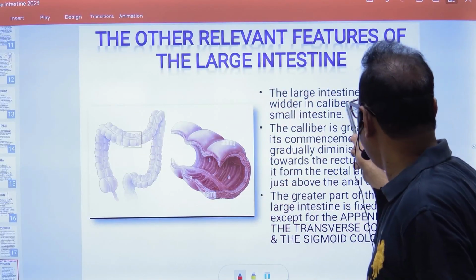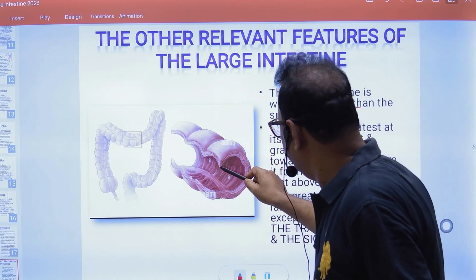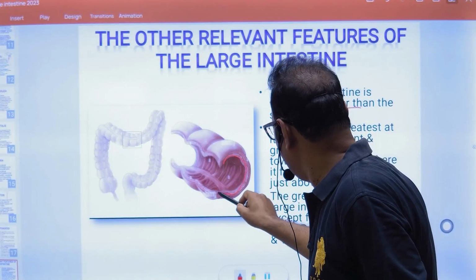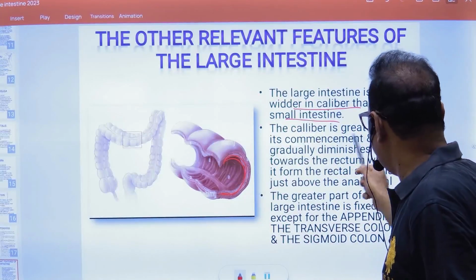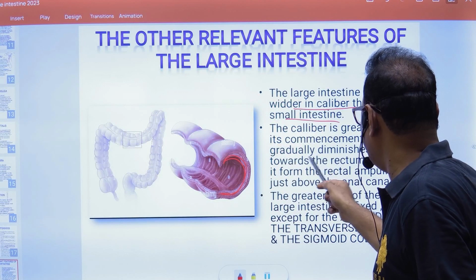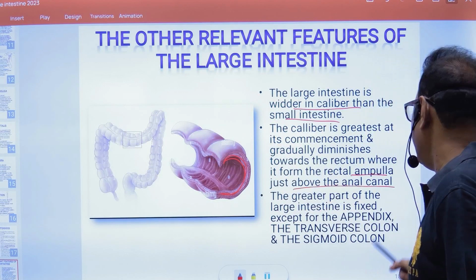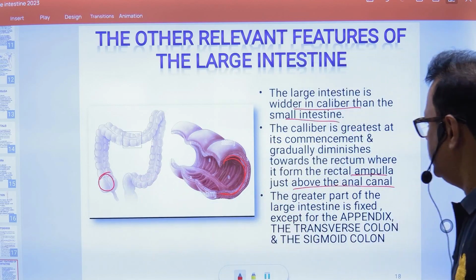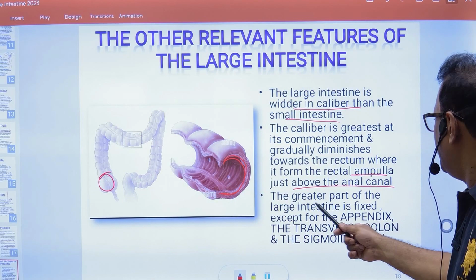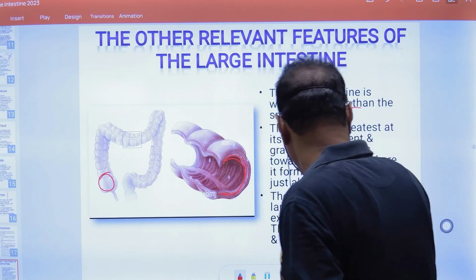Now the large intestine is wider in caliber than the small intestine. This caliber is greatest at the commencement and gradually diminishes toward the rectum, where it forms the rectal ampulla just above the anal canal. So it is maximum at the cecum.